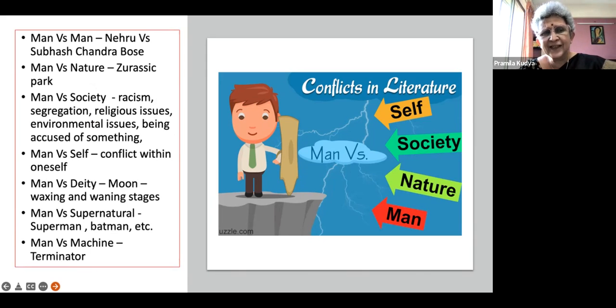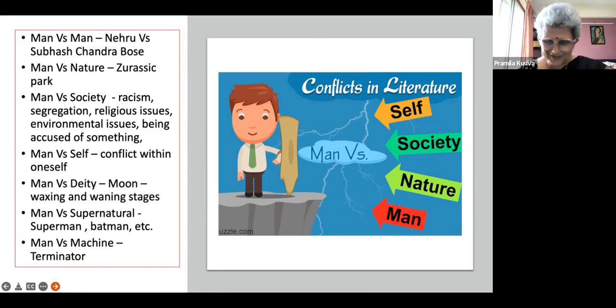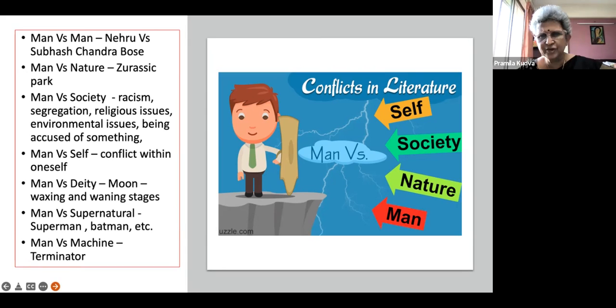Conflicts. There are different kinds of conflicts. Man versus man. I've given the example of Nehru versus Subhash Chandra Bose. Can you name something else? Man versus man. Conflicts. Leave politics aside. Sholay. Anybody? From a movie? Sholay movie. All right. Man versus nature. My example is Jurassic Park. They played around with nature and then they had to pay a penalty. Man versus nature. Anything else you can think of?